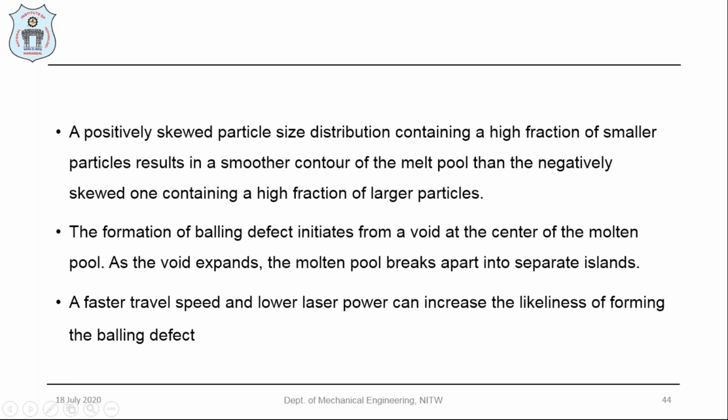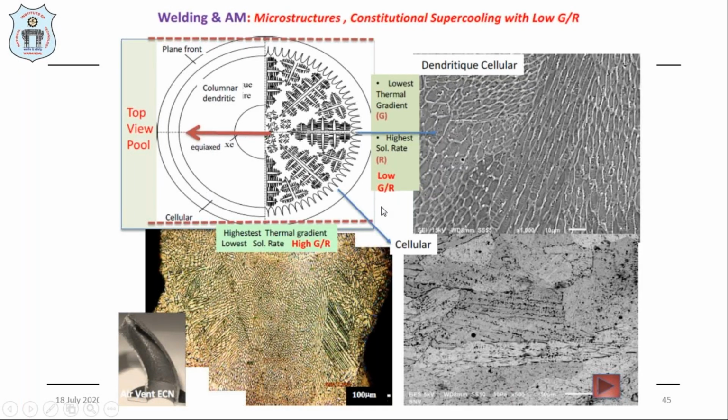The formation of this balling defect initiates from void formation at the center of the molten pool, between the molten pools, and this void is going to expand. It creates the balling effects in the weld beads. If you have a faster travel speed and a lower laser power, this increases the likelihood of forming the balling effect. And you can see how the microstructure originates in this additive manufactured component, which is very similar to welding.